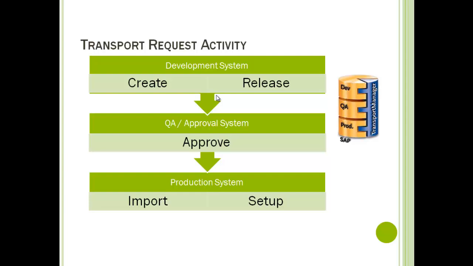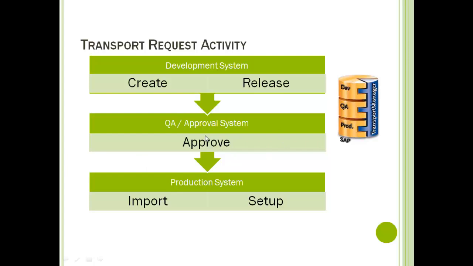This can be controlled by authorization objects. They will release the transport. So creation and releasing is related to the development system. Once it is released, the transport request or your changes will be transported to the quality system. Either it can be a workbench change or it can be customizing. It is transported to the quality system.